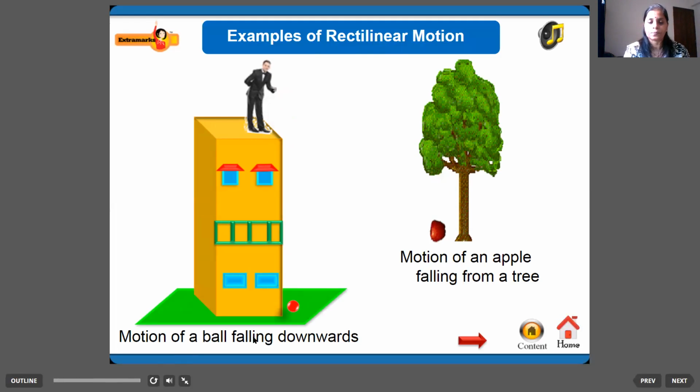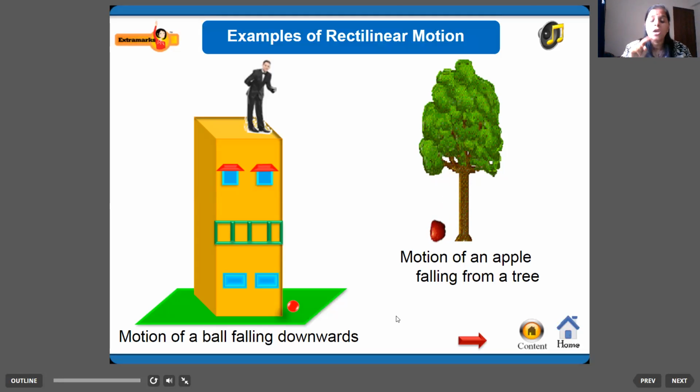Let's now study the other two types of motion, rotatory and circular, through an animation. Before you watch this animation, I just want to help you understand. Rotatory motion means when an object is fixed at one place and moves. That means it is fixed at one place. That is known as rotatory motion.